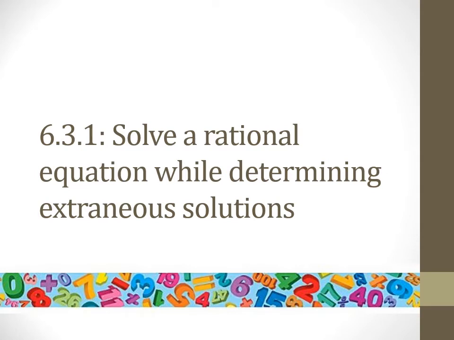Target 6.3.1 says to solve a rational equation while determining extraneous solutions. So in the 2.0 level target, we simplified rational expressions, so adding, subtracting, multiplying, and dividing terms that had a variable in the denominator. Now we are going to solve rational equations. So we are going to be taking these expressions and putting them in with an equal sign and figuring out what is the value of x. What is x equal to?